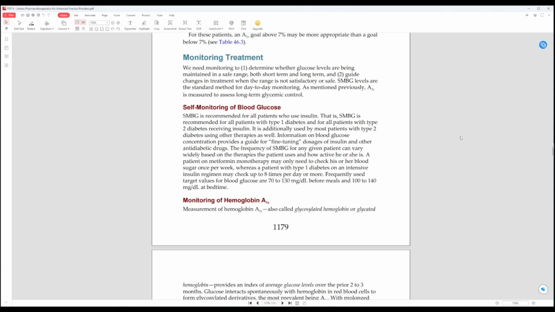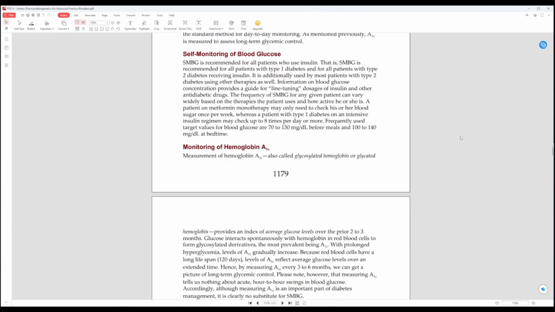So, when we're talking about SMBG, we're talking about self-monitoring of blood glucose, which is recommended for all patients who use insulin. That is, SMBG is recommended for all patients with type 1 diabetes and for all patients with type 2 diabetes who are receiving insulin. It is additionally used by most patients with type 2 diabetes using other therapies as well. Information on blood glucose concentration provides a guide for fine-tuning dosages of insulin and other anti-diabetic drugs.